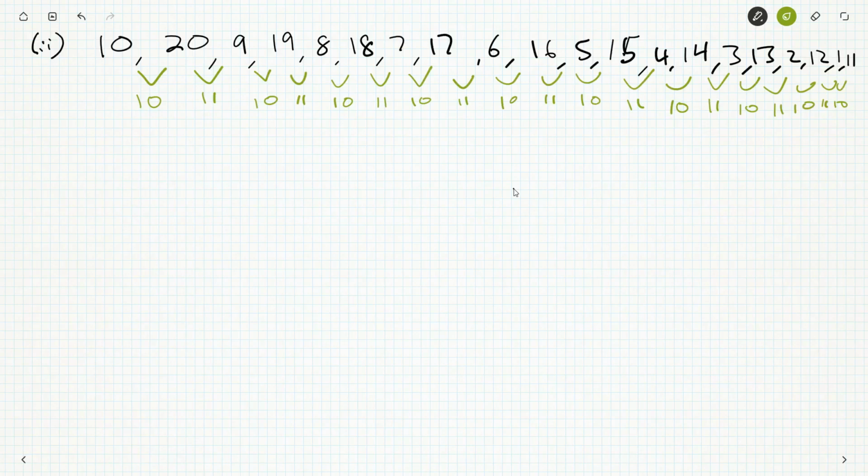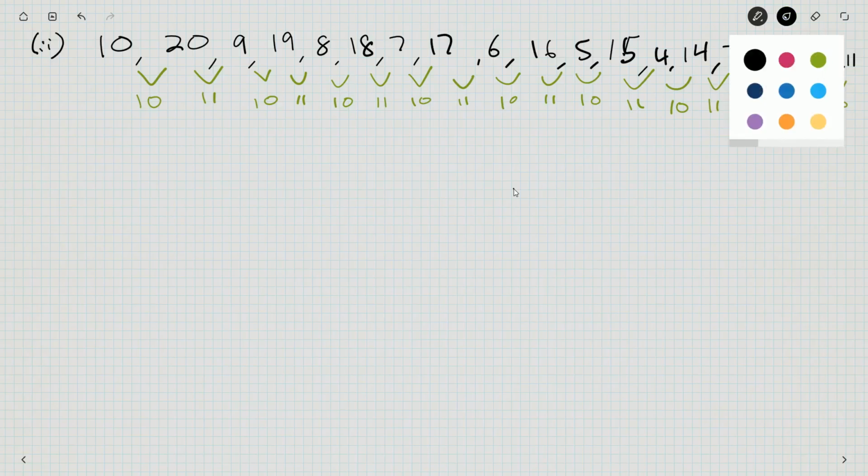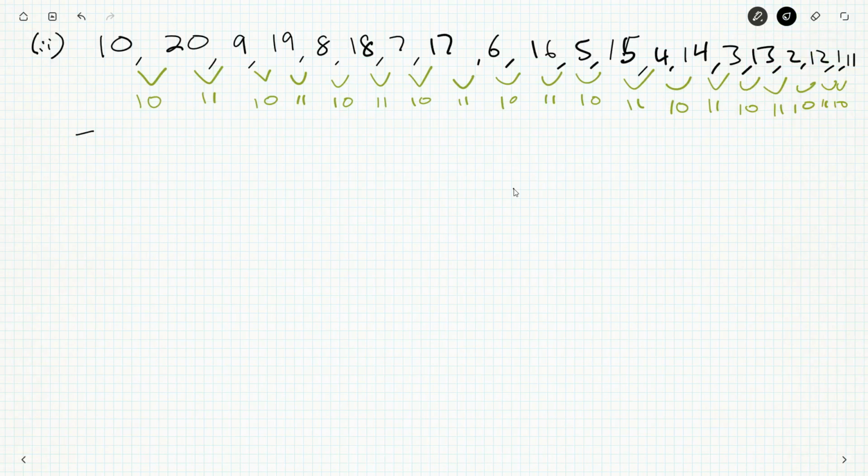Okay, so that definitely shows that this, so we might say, this is a list with smallest positive difference equal to 10. So that does it for B part.